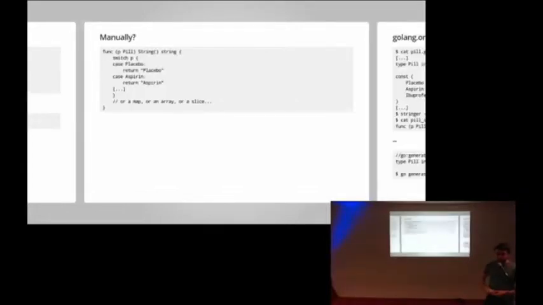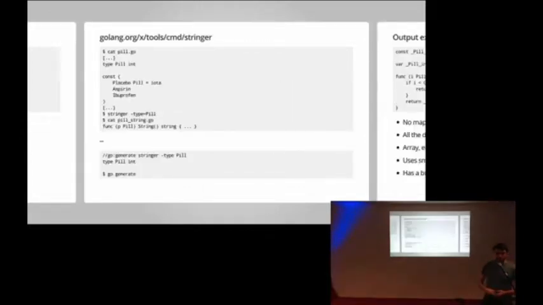Then how would you implement this? Manually, you would do something like this. Or maybe you would use a map, or you would use an array, but it's pretty much the same idea, just boilerplate code. And that's why somebody wrote a tool called Stringer way back. What it does is you give it a type that's enum-like in this kind, and then it gives you an implementation of this String method. And it generates a file for it, a Go file.